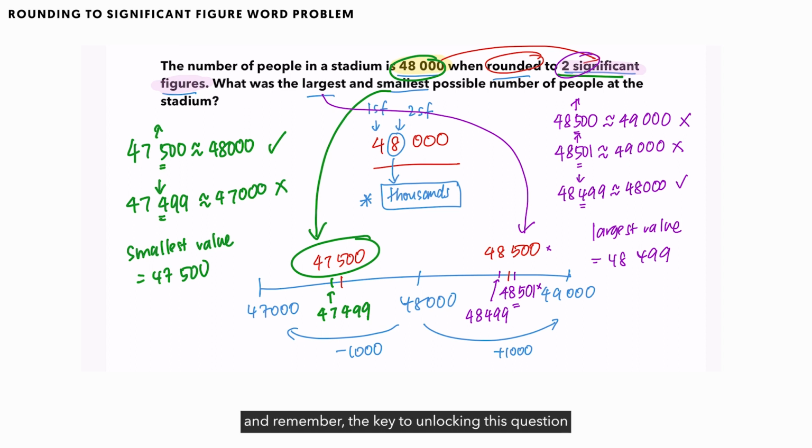And remember, the key to unlocking this question is to decipher how many significant figures. So in this case, 2 means the digit 8, which is in the thousands place. Always remember, identify the place value of the second significant figure and then draw a number line.